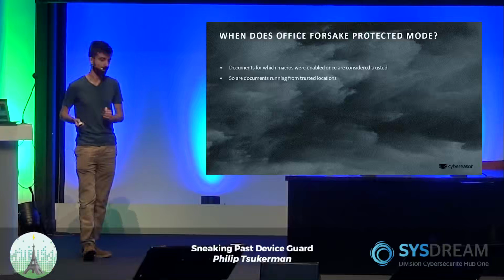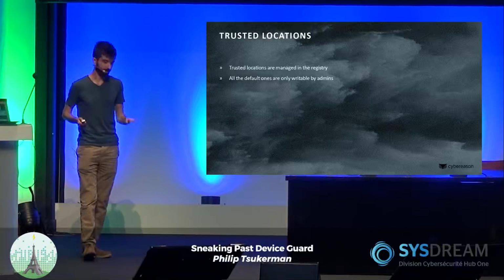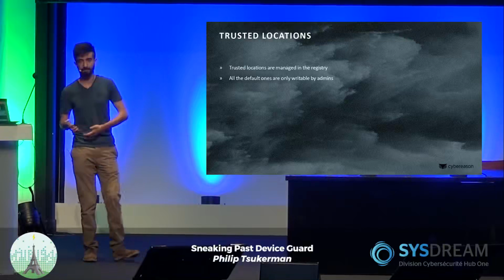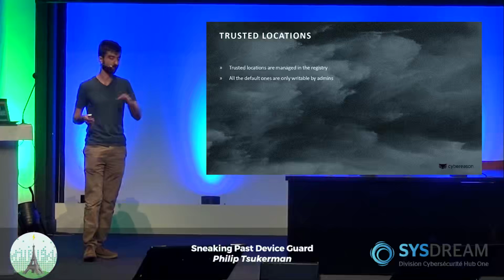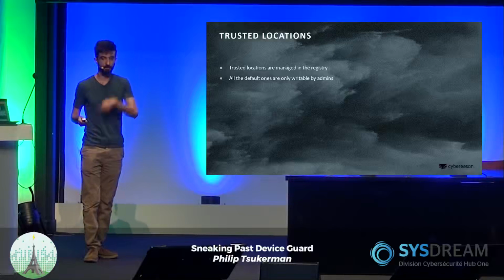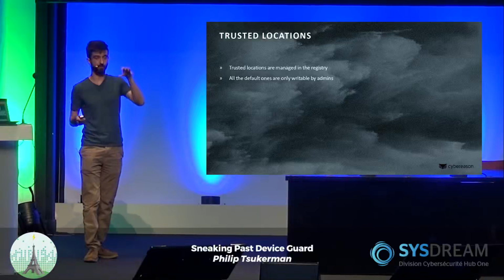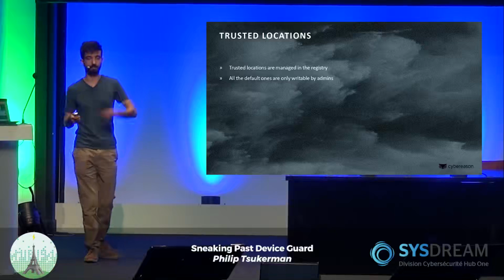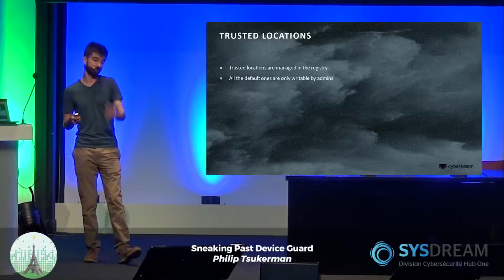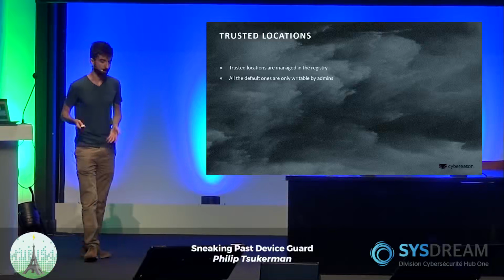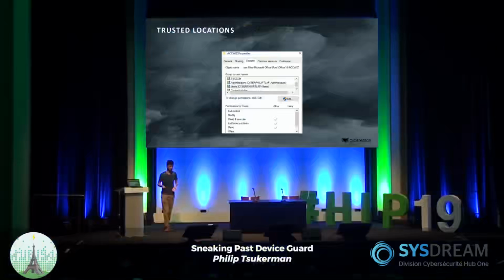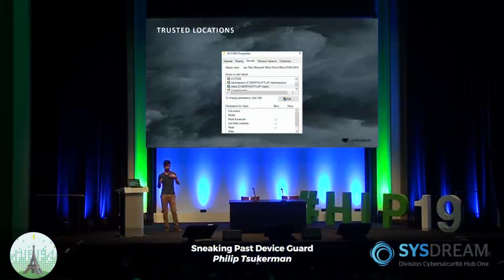But I actually opted to use the second option, which is using documents running from trusted locations and not explicitly trusted documents. Now, trusted locations are actually a bunch of folders that are managed in the registry, and pretty much all or almost all of the default ones are writable by admins, meaning that if I'm running from a trusted location, even just opening a document in a trusted location, Office doesn't ask me, oh, is this allowed? Do you want to enable content? It just immediately runs everything that I want. But again, the default ones are writable by admins. And we did say that we want to do this unprivileged.